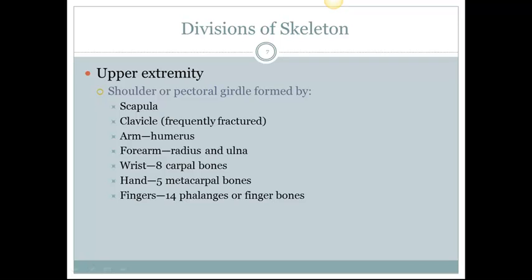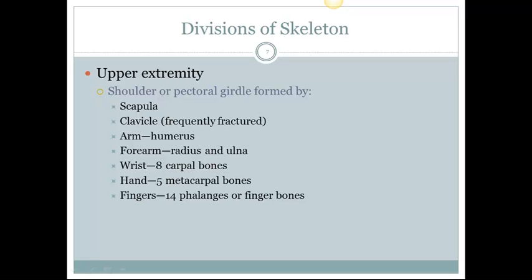The upper extremity consists of the scapula, which is also called the shoulder blade, the clavicle, which is frequently fractured and is located between the sternum and the scapula. We also call this the collarbone.